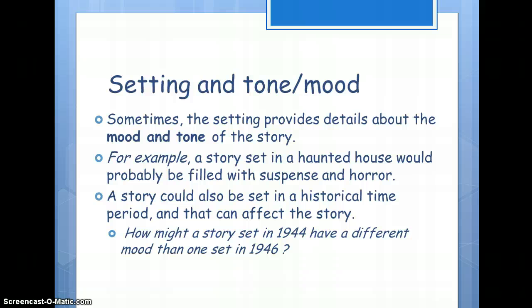Let's see if you guys remember this. We did talk about this back in the fall. 1944 versus 1946. Did you get it? The fact that in 1946 World War II was over, but in 1944 the war was still going on. Think about the different perspectives of people in the middle of World War II, and then the perspective of the people worldwide after the war has finally ended. Much different mood.